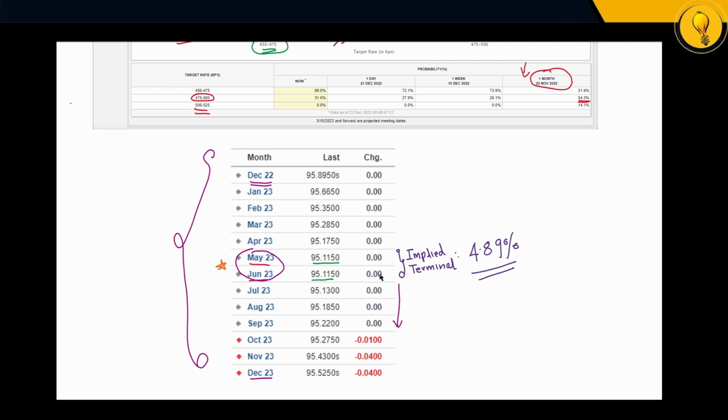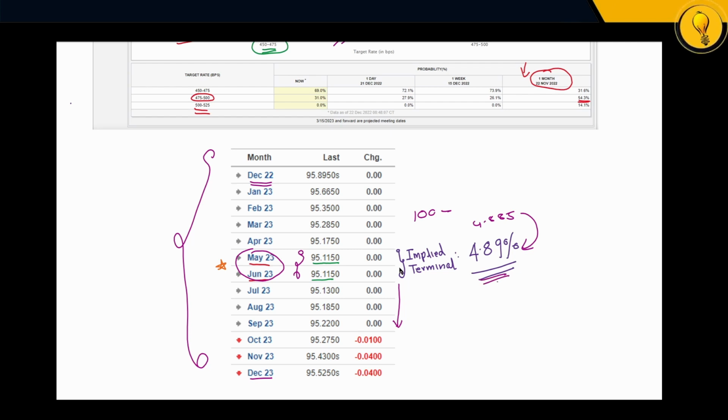Well, the implied terminal rate here, guys, by the way, to quickly calculate this, all you do is take 100 and subtract it from the number you are seeing over here. So 100 minus 95.115 gets you around 4.885, right? So 4.885, which if you round up, gives you 4.89%. So 4.89% is what the market thinks that we're going to be at come May, June. Okay? Remember, 4.89% come May, June.